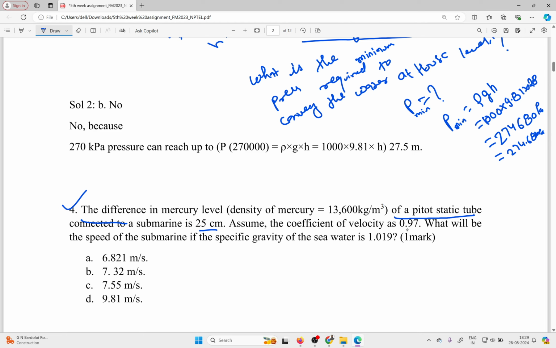Assume the coefficient of velocity Cv is given 0.97. What will be the speed of submarine if the specific gravity of seawater is 1.019? It is given already. So you need to calculate what will be the speed of submarine. So you need to calculate velocity. Just please try to calculate for question number 4.